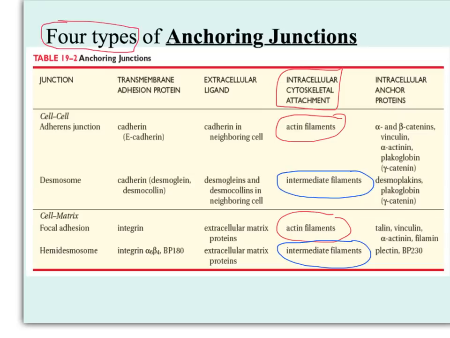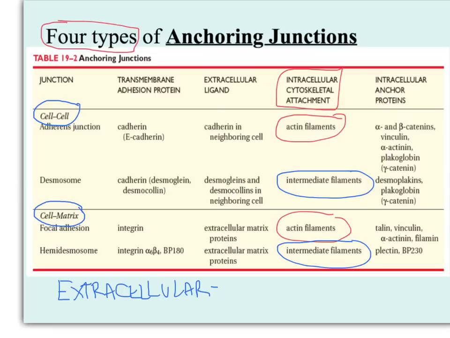So in anchoring junctions, we have two different types of anchoring junctions. We have cell-cell, which means one cell to another cell, or we have cell-matrix, which means extracellular matrix. Now I know we haven't done the extracellular matrix. As a matter of fact, it's coming up just as soon as I'm done with this lecture. But what I'm talking about is cells interacting with molecules that are outside of the cells.